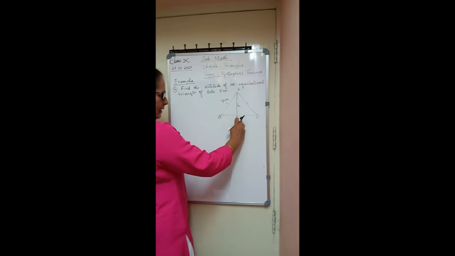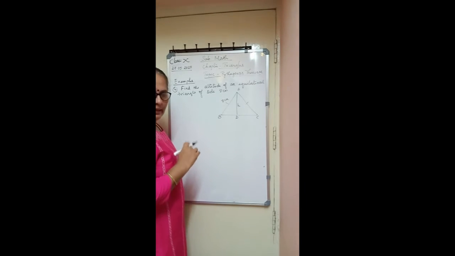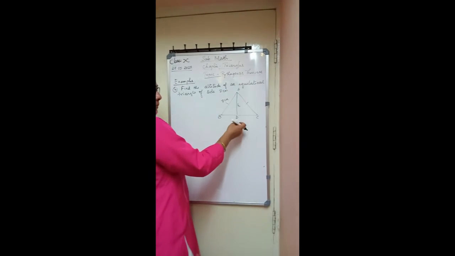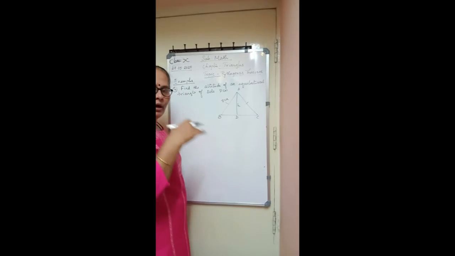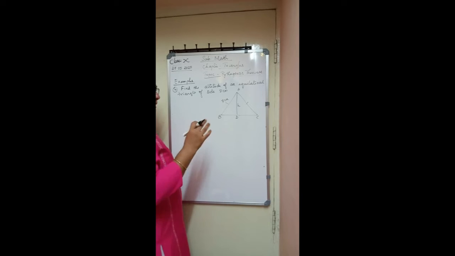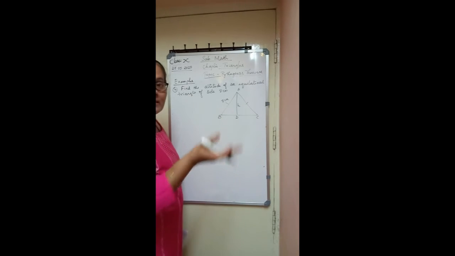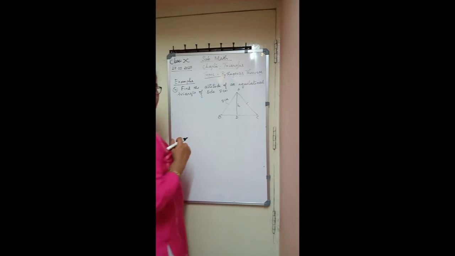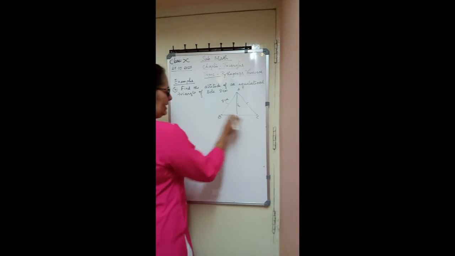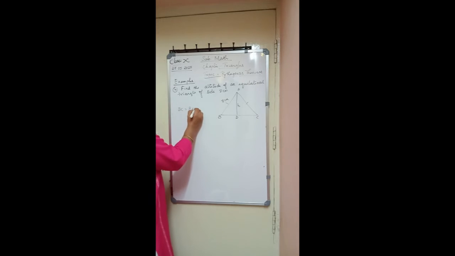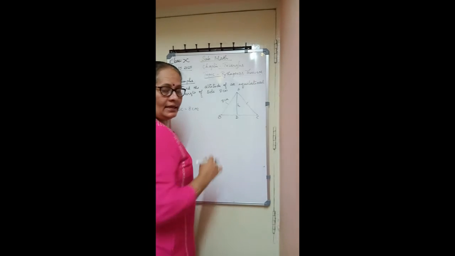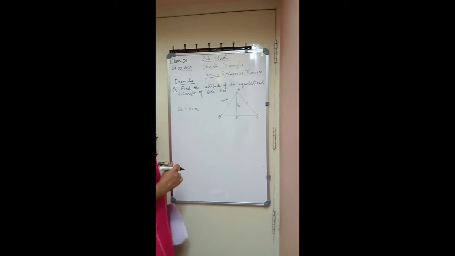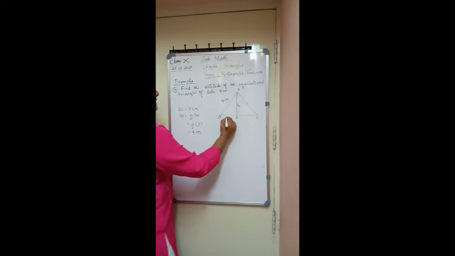Now you know that this perpendicular bisects the side of the equilateral triangle. If you draw a perpendicular to the opposite side from any vertex, then this perpendicular bisects the side. Therefore BD equals CD. But BC is 8 centimeter. Why? Equilateral triangle, all three sides are equal. So each side is 8 centimeter here, and BD equals half of BC, which is half of 8 centimeter. So BD is 4 centimeter.